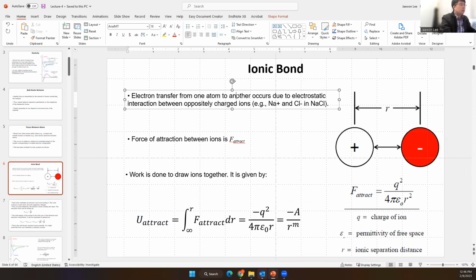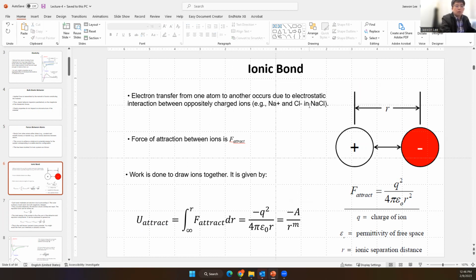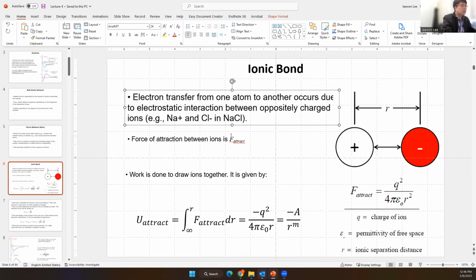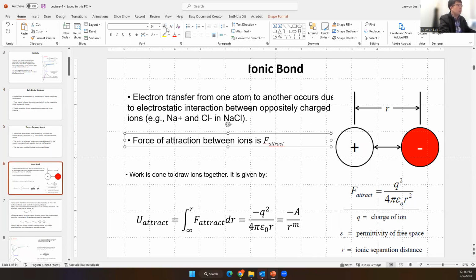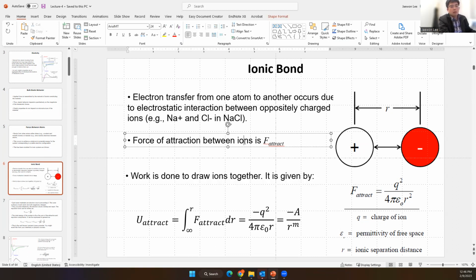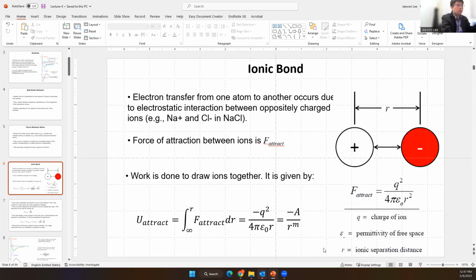We just assume there are sodium ions and chlorine ions. The sodium and chlorine can make NaCl salt. As you already know, there is a positive charge and a negative charge, and because of the charge difference, they can make a very strong attraction force or attraction energy. Because of that, the attractive interatomic force could be dominant.